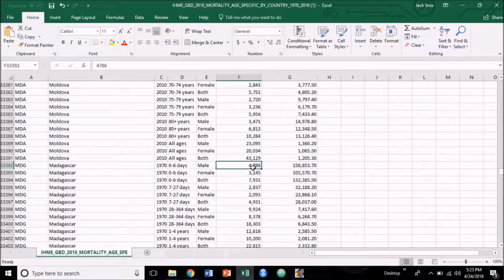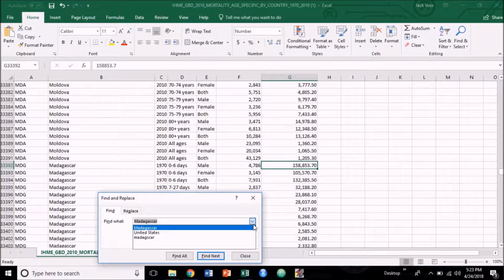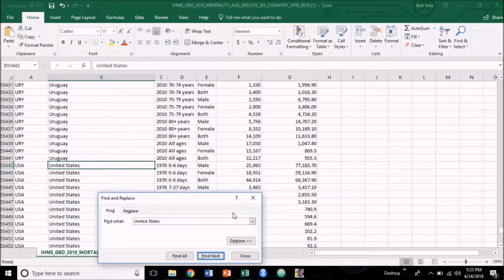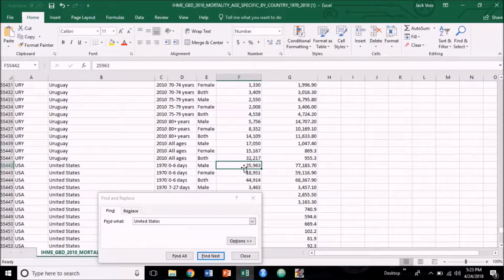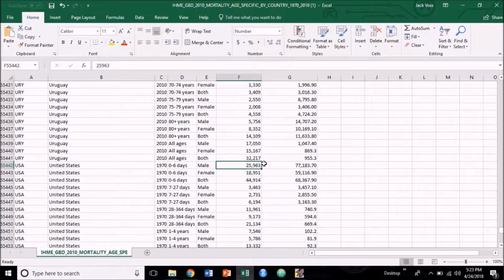So in 1970, for the age of 0 to 6 days, male, we have a number of deaths that is equal to 4,786, and we have a death rate of 158,853.7. Then if we look at the US, under that same demographic, we have a number of deaths equal to 25,963, and our death rate is at 77,183.7.